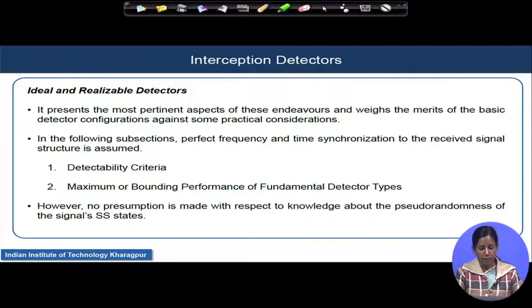And remember that no assumption is made with respect to knowledge about the randomness of the spread spectrum signals, the spread spectrum states, because when you are designing the detector, you cannot put any restriction on the kind of modulation that will be used in the spread spectrum communication itself. So the detector design will always be judged with respect to the detectability criteria and the maximum or bounding performance of the fundamental detector types.